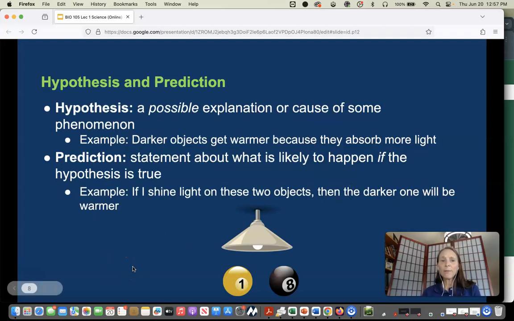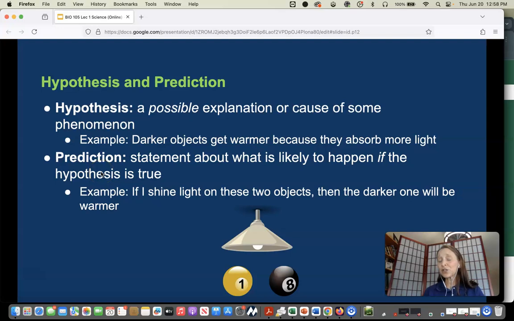Okay, so let's talk about the difference between a hypothesis and a prediction. And then we're going to go through some examples eventually here of how we do the scientific method. So a hypothesis, again, is a possible explanation or cause of some type of phenomenon. So for example, you may make a hypothesis about this observation that you make here, stating that darker objects get warmer because they absorb more light. And so that's a hypothesis. You're making a statement that includes a possible explanation of a phenomenon, okay?